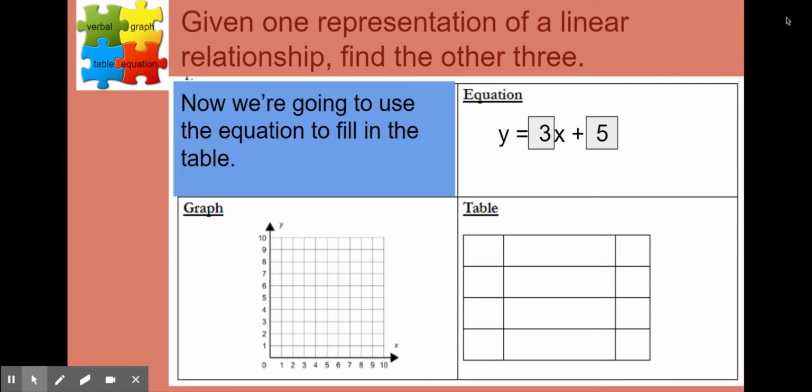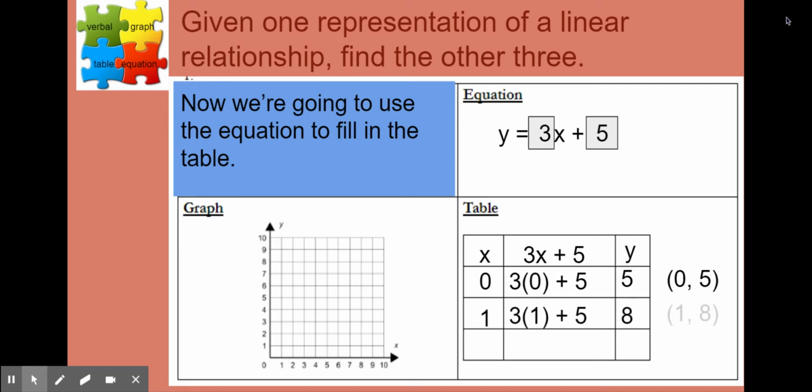Now we're going to use the equation to fill in our table. I'm going to put some nice small numbers in for x. 3 times 0 is 0, plus 5 is 5. 3 times 1 is 3, plus 5 is 8. 3 times 2 is 6, plus 5 is 11.